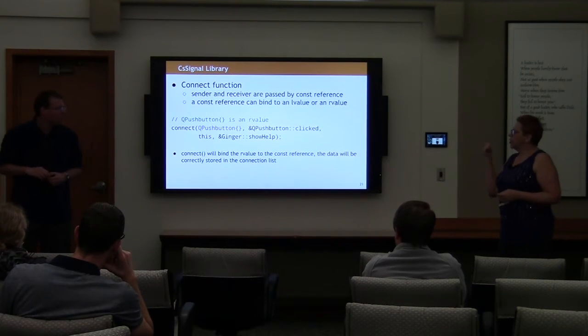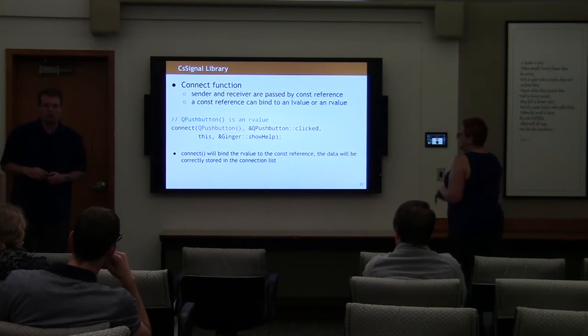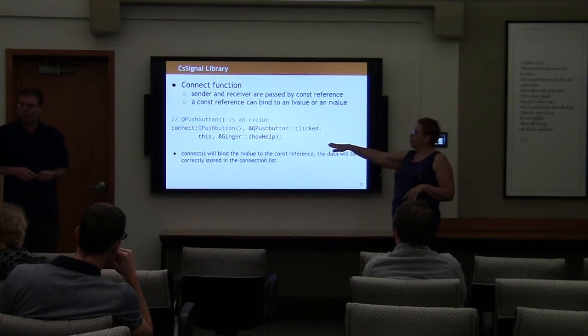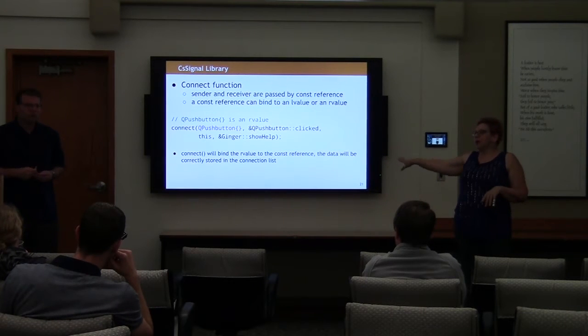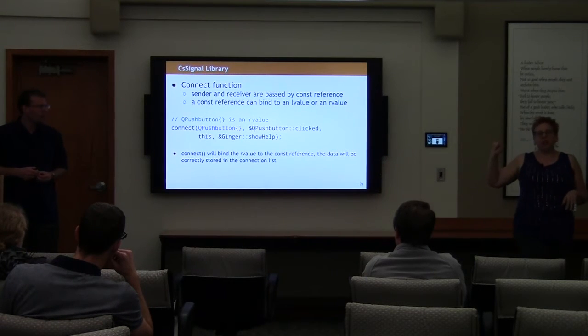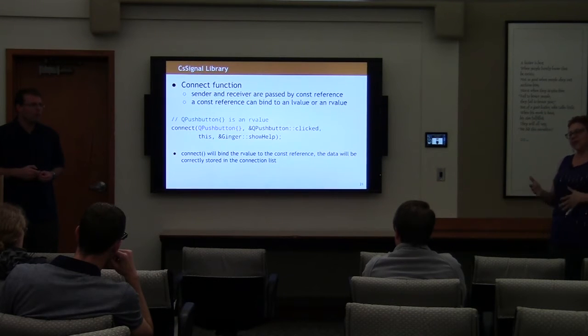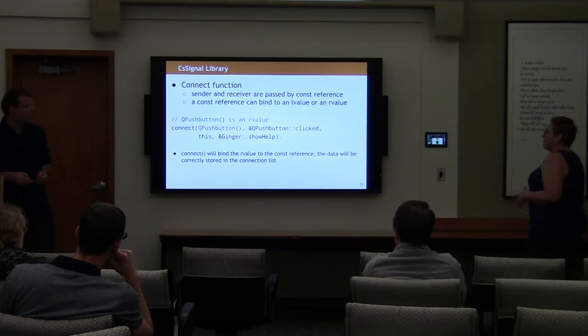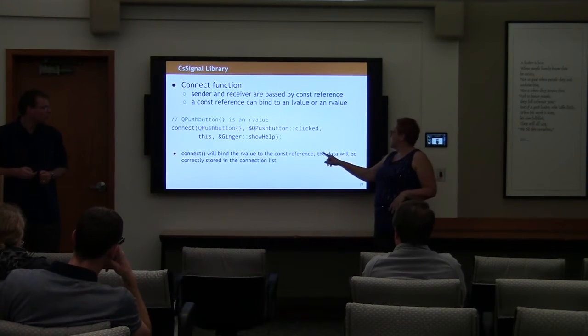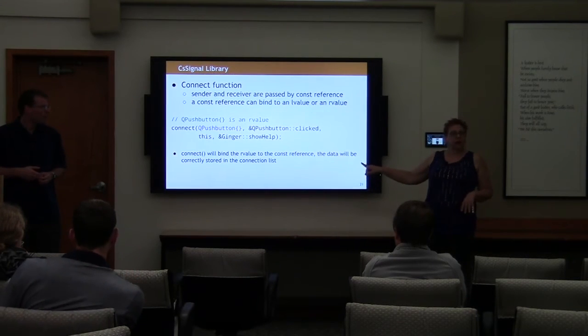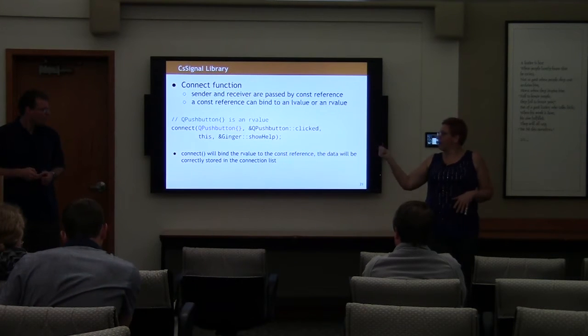So doing a connection, we're showing one that's a little bit odd, because we're showing QPushButton, which is an R value, which is why we wanted to bring it up. In this case of an R value, I'm going to mention this code is compliant, and it does work. What it does is very interesting, though, because this R value is going to bind correctly to the reference that we have.